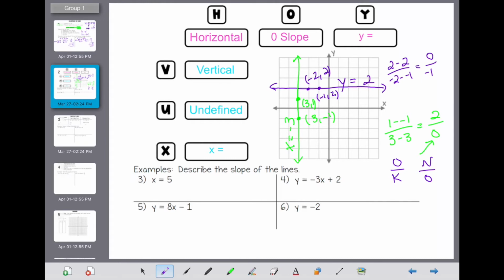In our examples, we want to describe the slope of the lines. Now, if I have x equals 5, that would be a vertical line, so my slope would be undefined.